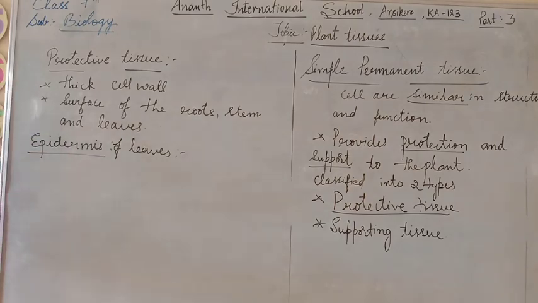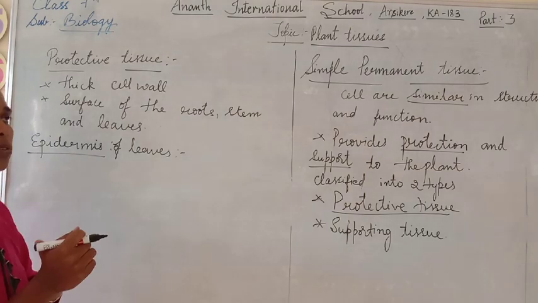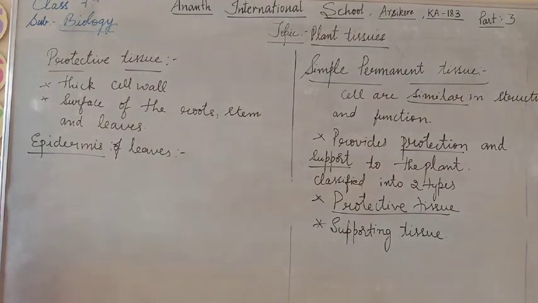So I said epidermis means outer, the surface. So the epidermis of the leaves, where will it be present? It will be present in the upper layer itself. So how does the epidermis help the leaves to protect themselves?